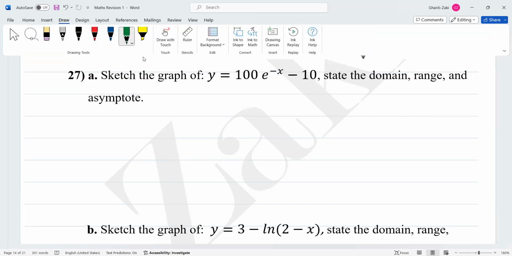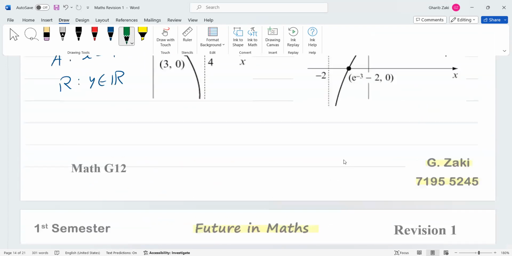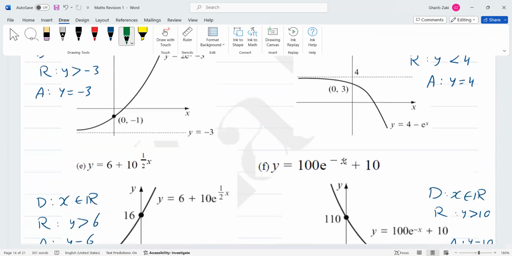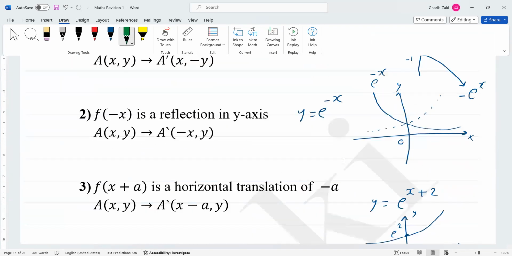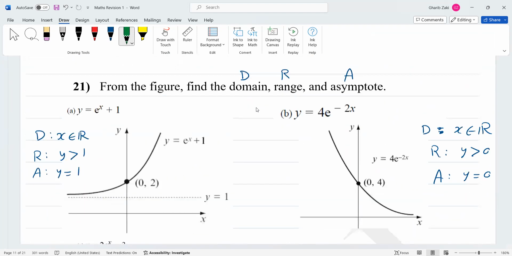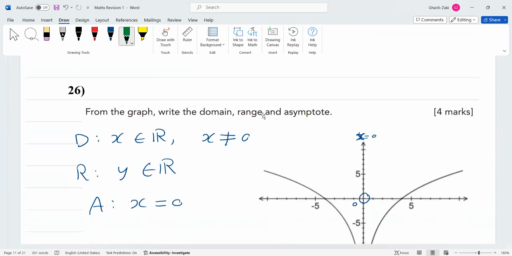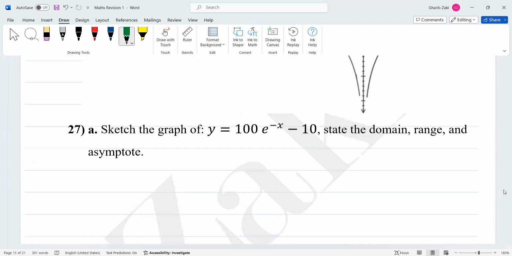Now, when negative with x, do you remember? Okay, the transformation when the negative with x, yes, where? Yeah, the negative with x, so it is reflection in y-axis. So the negative in x is reflection in y-axis. So here, this negative is reflection in y-axis.